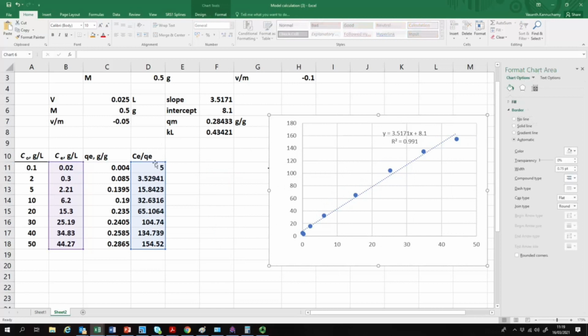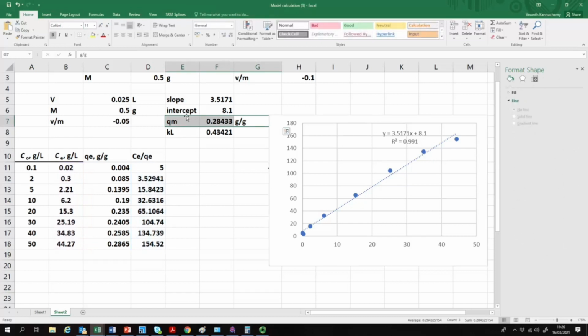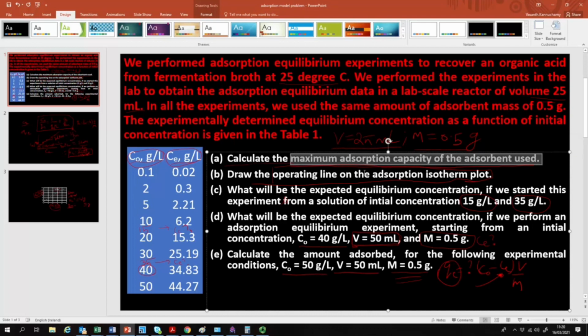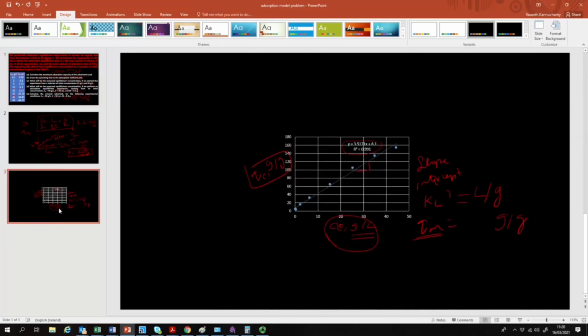Yeah, I think this is enough for the moment. So we have already answered part A. The maximum adsorption capacity is 0.2833 grams per gram according to the Langmuir isotherm. So that's your part A. And now you have to draw the operating line on the adsorption isotherm plot. So how to draw that line? So we know that, let's go back here.